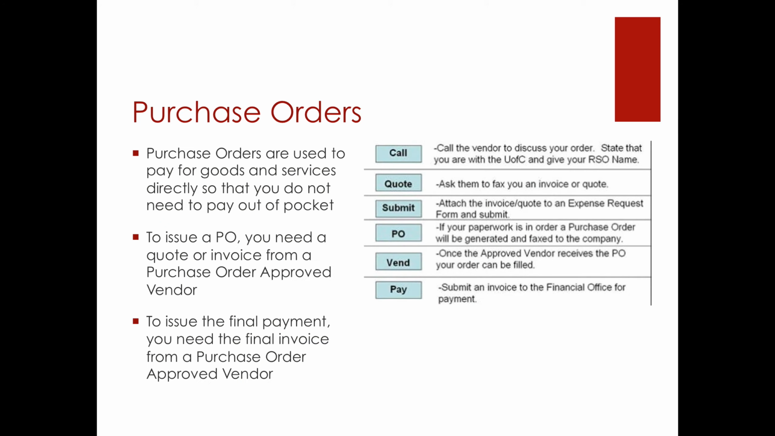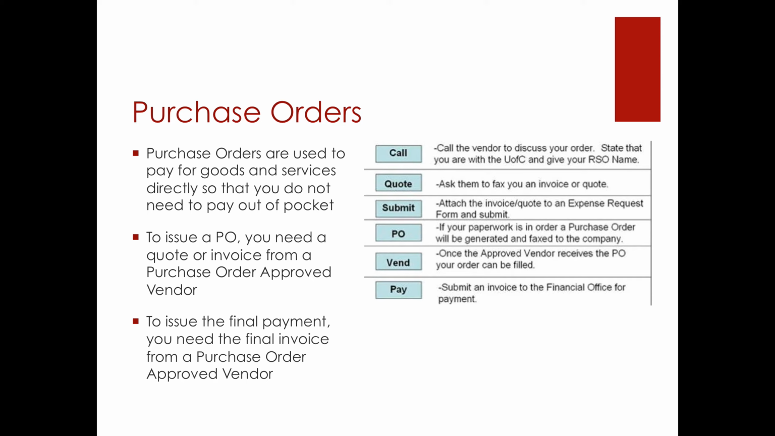The next type of payment is a purchase order. Purchase orders are used to pay for goods and services directly so that you do not need to pay out of pocket. To issue a purchase order, you need a quote or an invoice from the approved vendor. The approved vendor list is provided in the Dig Deeper section of this module.